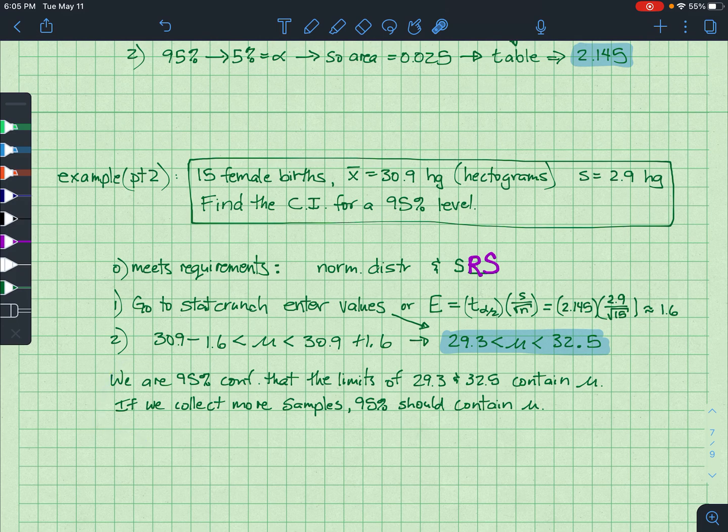We are 95% confident that the limits of 29.3 and 32.5 contain mu, which means that if we collect more samples of 15, 95% of them should contain that value, that magical mu.